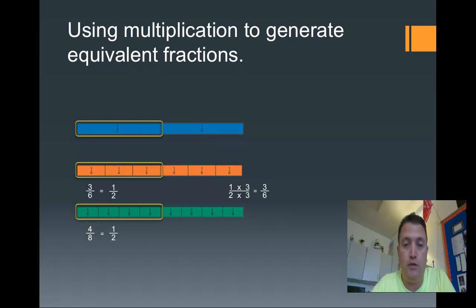We just use multiplication, and it will work every time when you're making equivalent fractions as long as you multiply the numerator and denominator by exactly the same number. I cannot overemphasize that. You can't multiply the top by one number and the bottom by another, or you're not going to end up with an equivalent fraction.